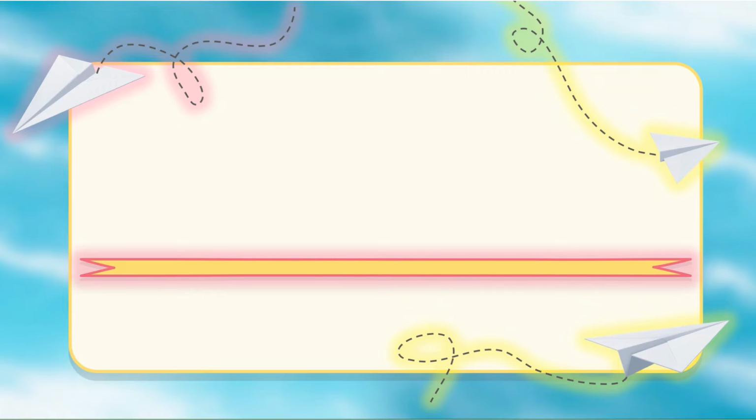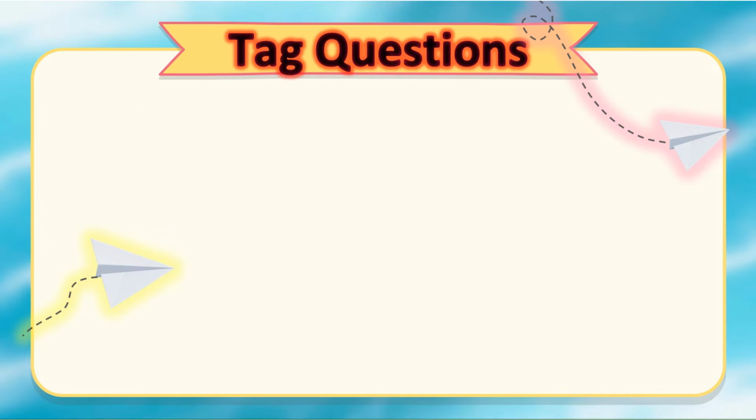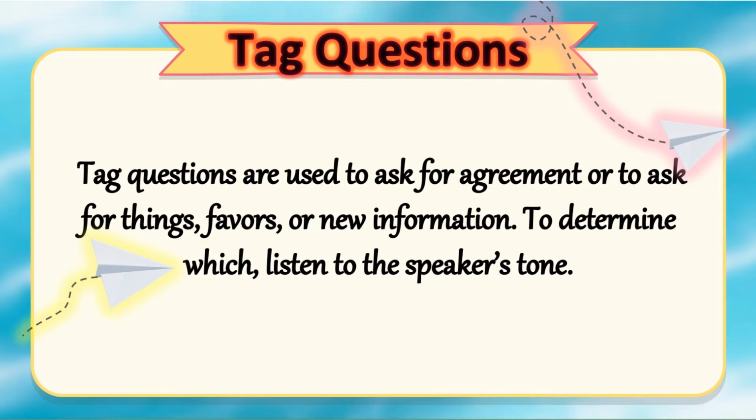Today we're going to study a new topic, tag questions. So let's start. Tag questions are used to ask for agreement or to ask for things, favors, or new information. To determine which, listen to the speaker's tone. Also, a tag question is a small question that is attached or tagged to the end of a sentence.